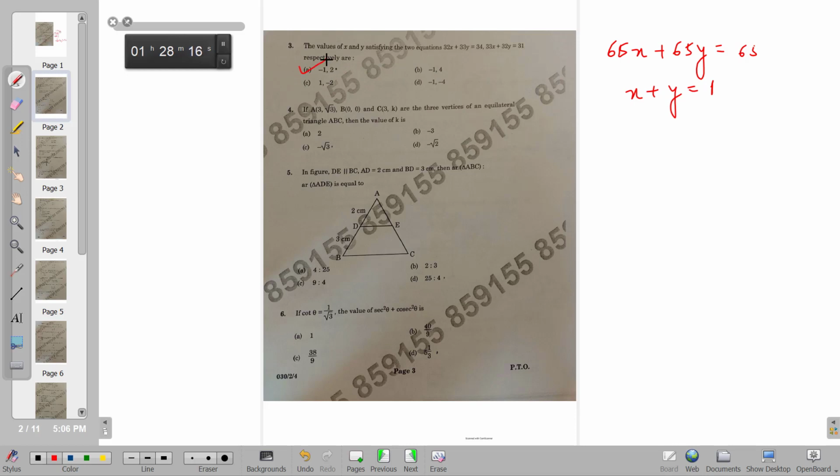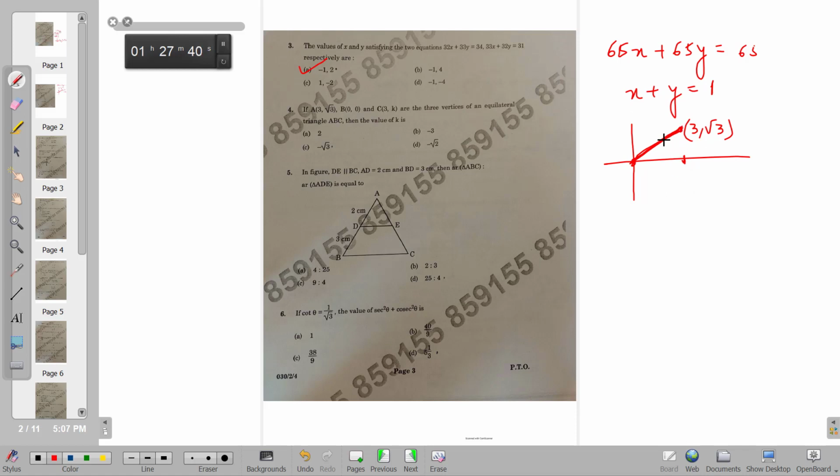Next one. If 3 root 3, 0, 0 and 3 comma k are the three vertices of an equilateral triangle, then what is the value of k? So over here, it would be easiest if you can draw this. 3 comma root 3 somewhere here, and we are having 0 comma 0, 3 comma k. These are the three vertices of an equilateral triangle. What's the value of k? So you are having these two vertices. We want to find the position of the third vertex.